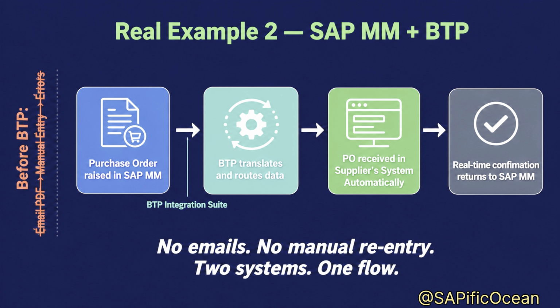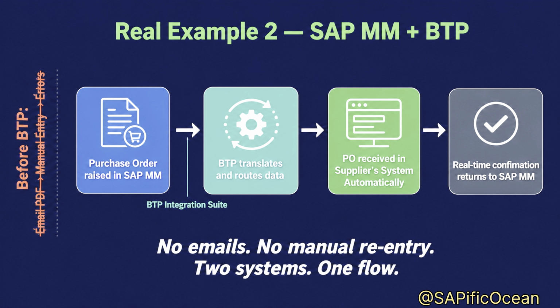Example 2, SAP MM and BTP. Your company raises a purchase order in SAP. The supplier uses a completely different ERP, maybe Oracle, maybe a custom system. Without BTP, someone emails the PO as a PDF. Supplier manually enters it in their system. 2 people doing the same work twice. With BTP Integration Suite, the PO flows directly from SAP into the supplier system automatically. Real-time confirmation comes back. No emails, no manual re-entry.